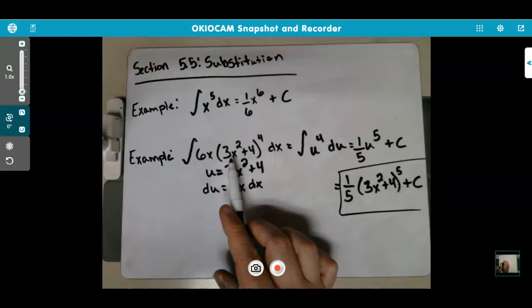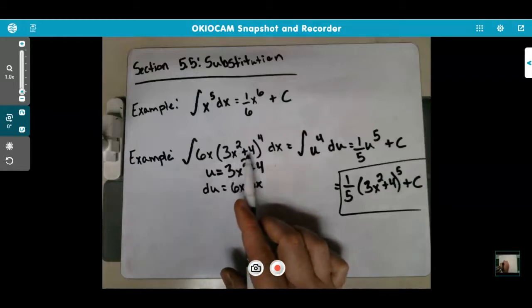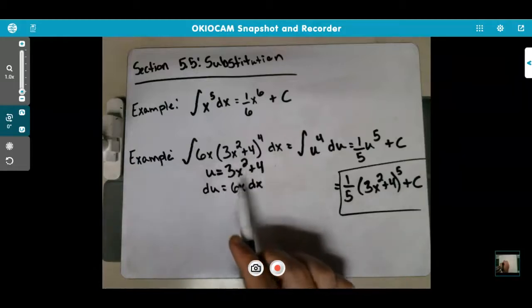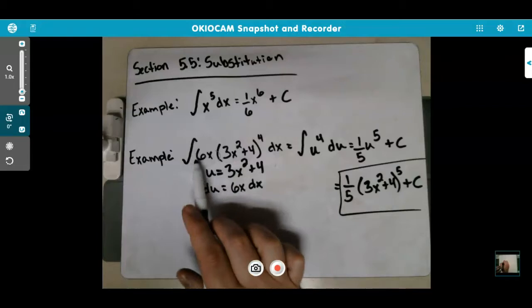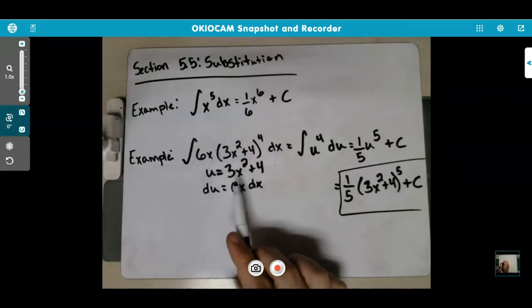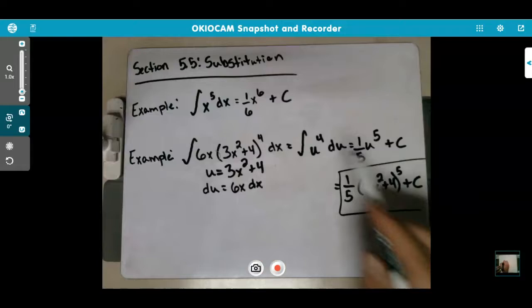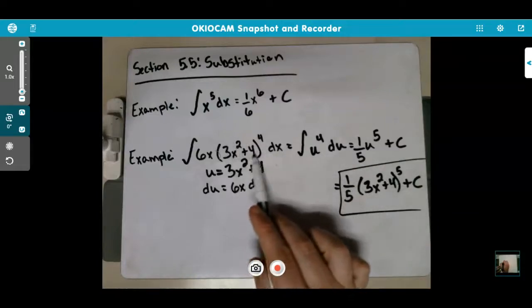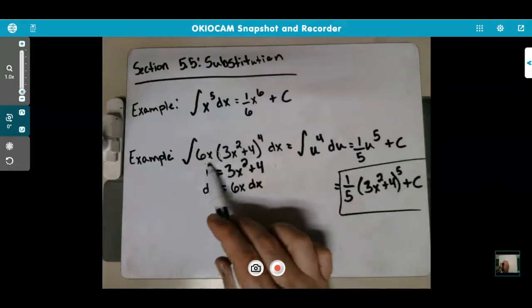be that stuff? So u equals 3x squared plus 4. The derivative of that would be 6x, which I have. So I'm going to let u be 3x squared plus 4. So du is equal to 6x dx, which means I can rewrite this as u to the fourth times du.